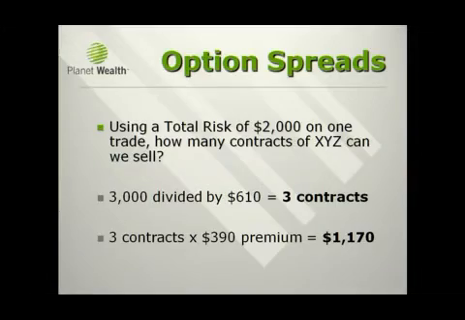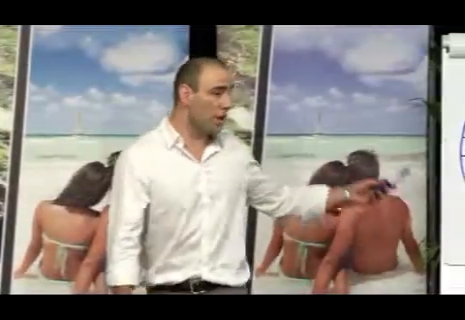So our risk is $610 per contract, and our return is $1,170. Our risk for 3 contracts is going to be 3 times 610, which is 1,830. So we're not risking even a full slice. We're risking about 1,800 in one trade, and for that, we get a return of $1,170 in your account when you do the trade.